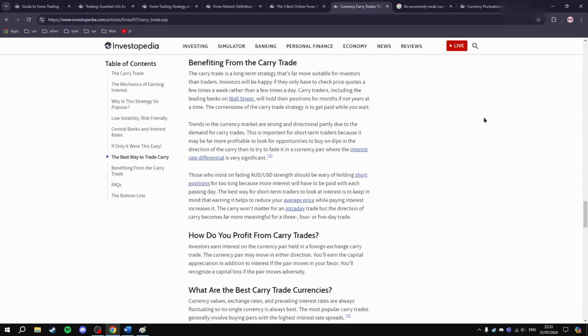Trends in the currency market are strong and directional, partly due to the demand for carry trades. This is important for short-term traders because it may be far more profitable to look for opportunities to buy on dips in the direction of the carry trades than to try to fade it in a currency pair where the interest rate differential is very significant.